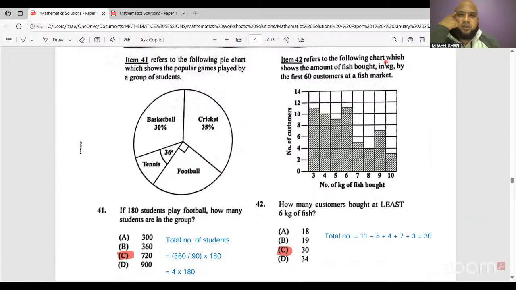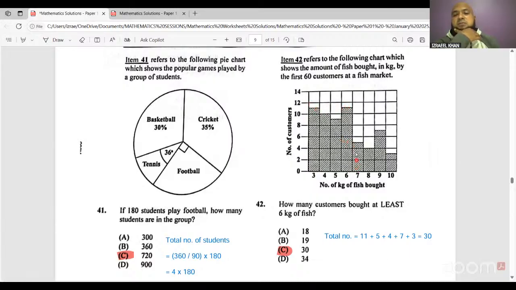42 refers to the following chart, which shows the amount of fish bought in kilograms by the first 60 customers in a fish market. They ask how many customers bought at least 6 kilograms of fish. At least 6 kilograms. That's 6 and more. 6 here is what? That would be 11, it's between 10 and 12, like 11 people.